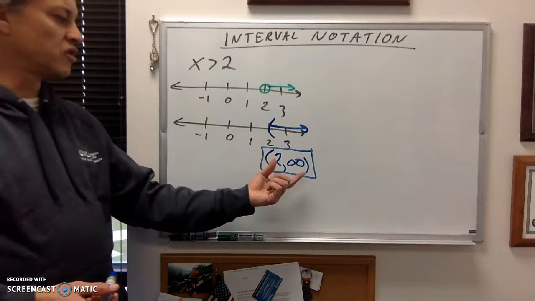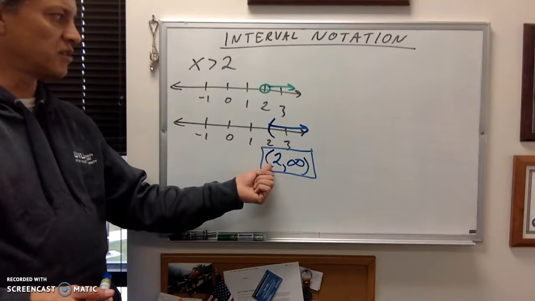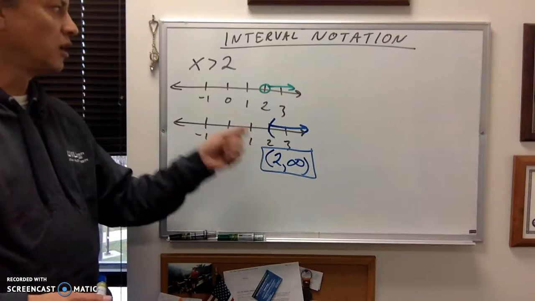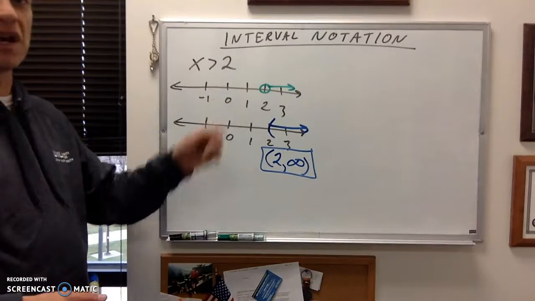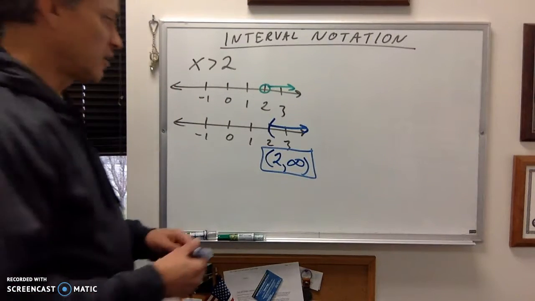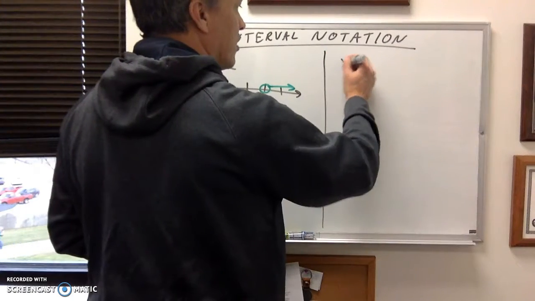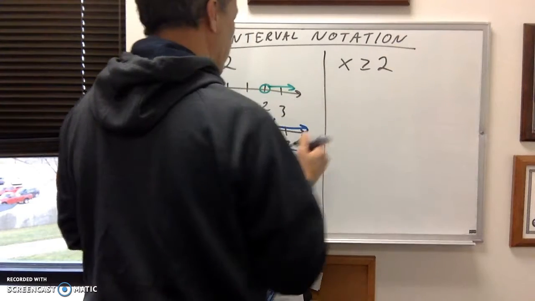It's an interval of answers between 2 and infinity, and I put a parentheses around that 2 because I'm saying that I don't want to include the 2, right? Notice it's x is greater than 2, not x is greater than or equal to 2. In fact, let's look at that. Let's look at what would happen if it was x is greater than or equal to 2.